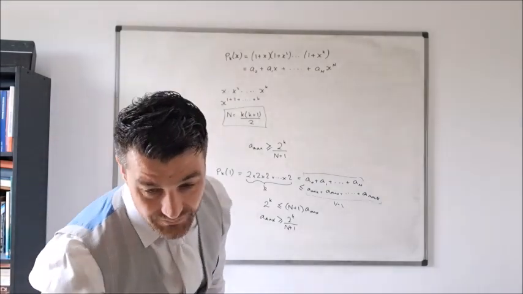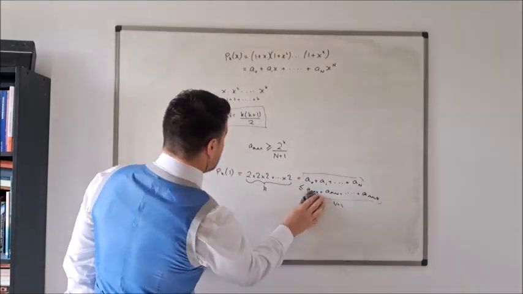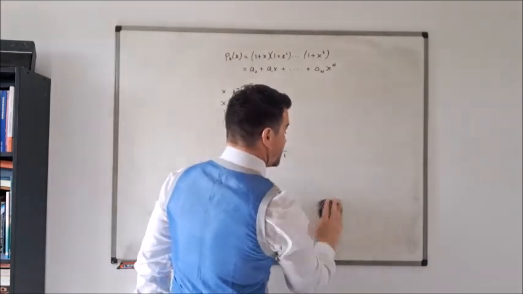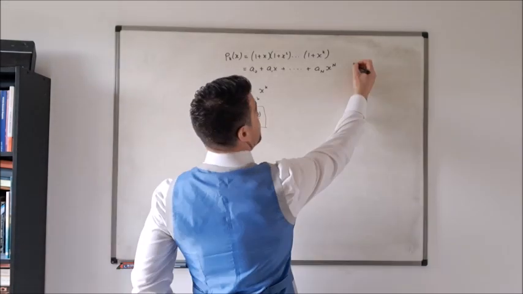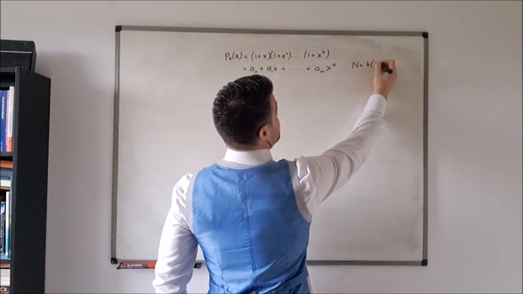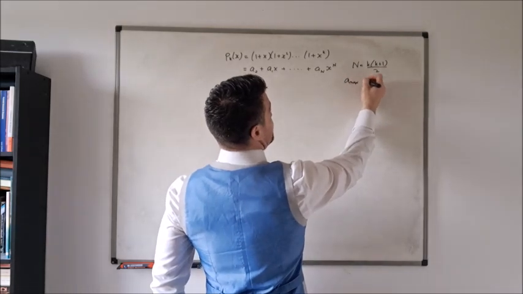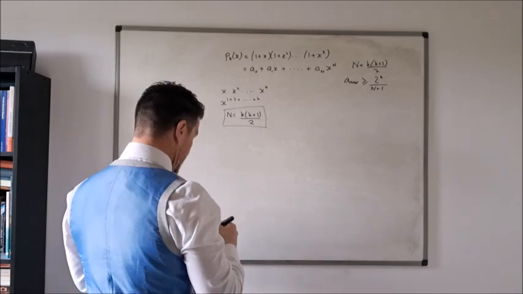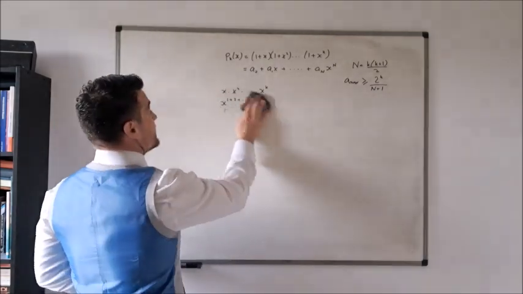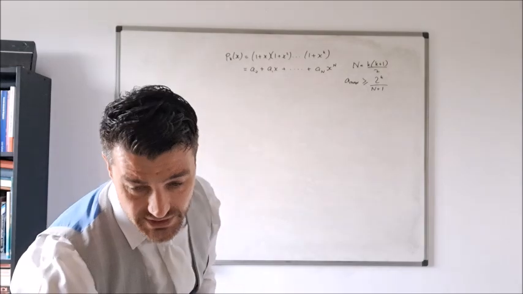So, part 3. Let's get rid of some of this. We will need some of these results, but I'll write them up here. So n equals k times k plus 1 over 2, and a max is greater than or equal to 2 to the power of k over n plus 1. We'll keep those in mind. So fix i greater than or equal to 0.